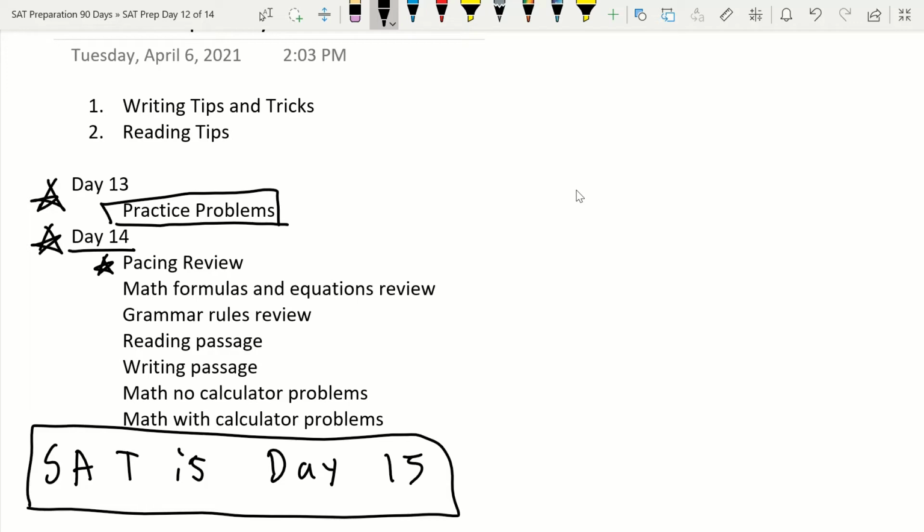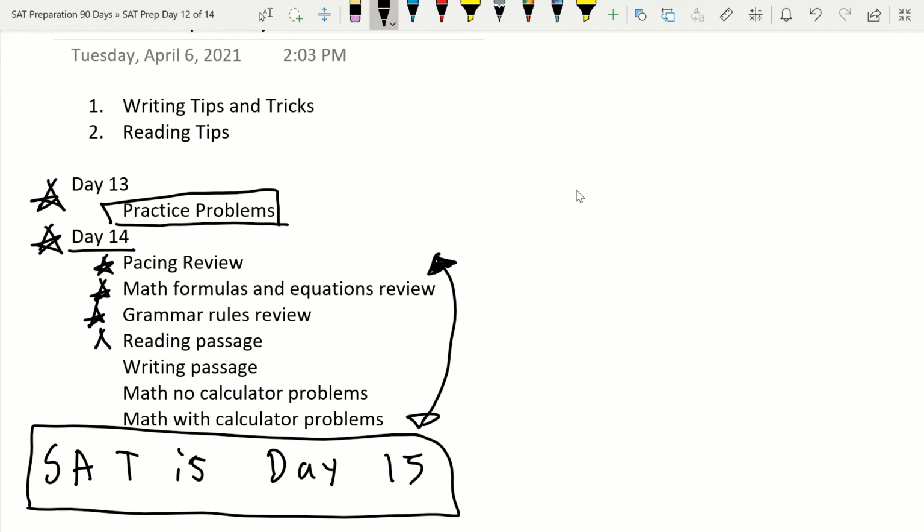After that, we're going to review those math formulas and equations that we brought up on the first day. After that, we're going to get into some grammar rules, and keep in mind I might change the order on this, but this is what is going to be contained in that video. So if it's a different order on that video, it certainly could be than what's written here, but it's going to contain all of these things.